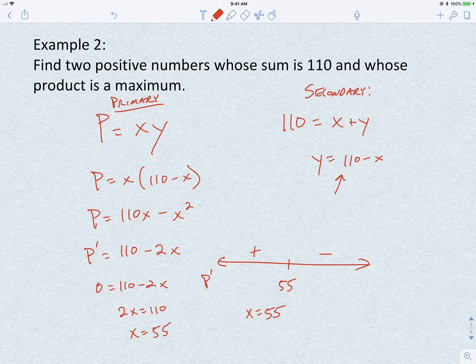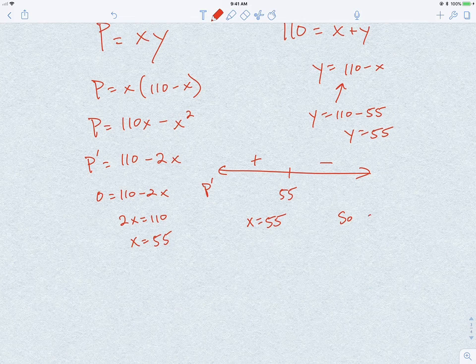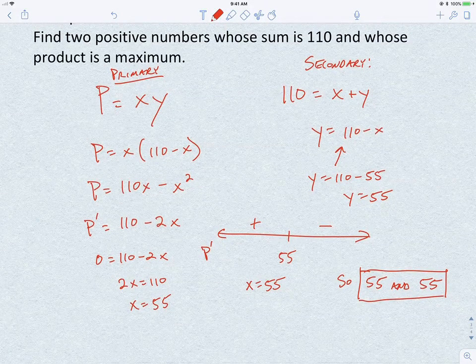So how do I find the other? I come back up here to my secondary equation. Now you may have been able to arrive at this without calculus, but you still have to kind of show the calculus because this one's a bit of an easy one, but some of them you won't be able to figure out without the calculus. All right, that's another type of optimization problem you'll see.